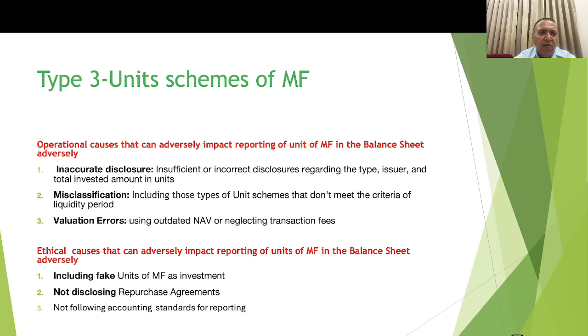Type 3, units of MF, continuing. Operational causes that can cause adverse impact. Number 1 is inaccurate disclosures: insufficient or incorrect disclosures regarding the type, issuer, and the total invested amount of the units. Misclassification, including those types of unit schemes that don't meet the criteria of the liquid period. And valuation errors, using outdated NAV or neglecting transaction fees.